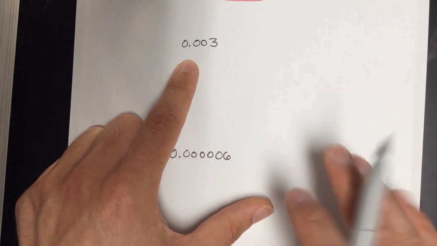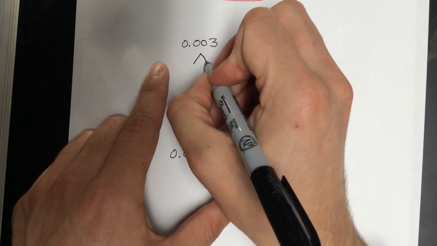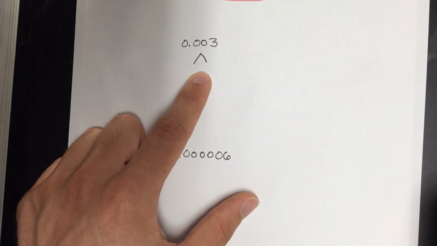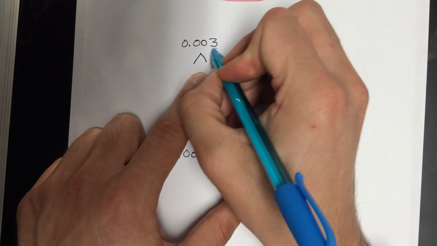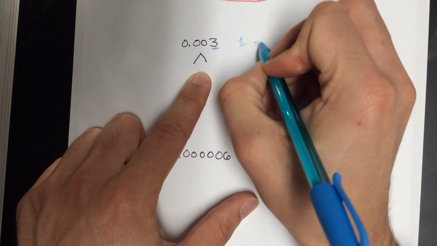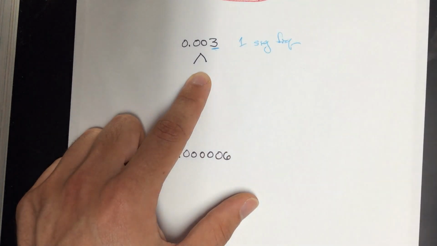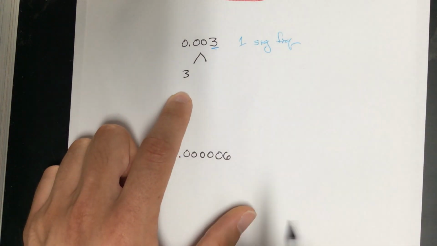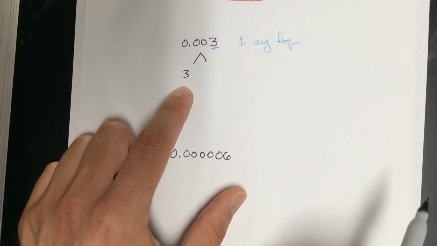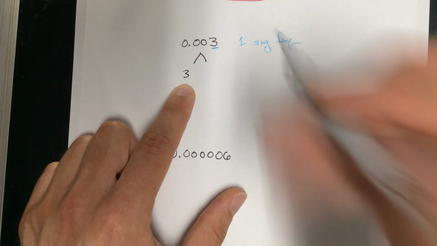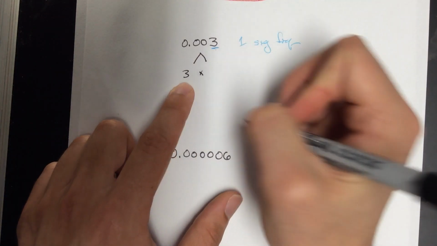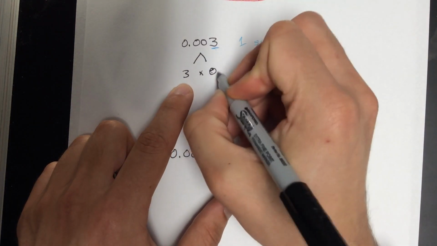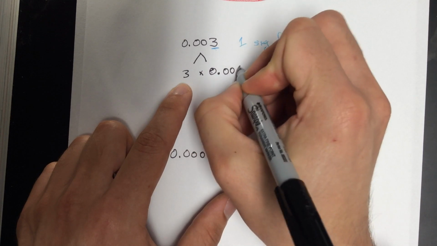So just like before, I'm going to factor out my significant figures. In this case, there's only one significant figure, and it is that 3. So I'm going to factor that out as 3. And 3 is between 1 and 10, so I'm all set to just leave that as 3. And then the other term in this factoring would be 0.001.